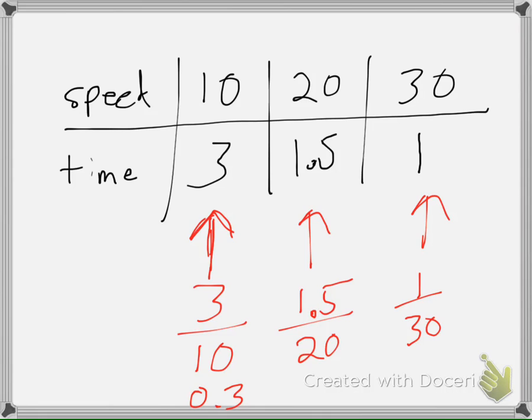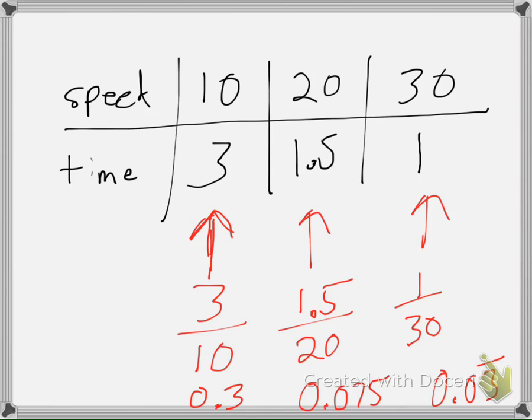This is 0.3. 1.5 divided by 20 gives me 0.075. And 1 divided by 30 gives me 0.03 repeated. So, is that k value the same for all three? No. Which means there really isn't a k value, because k has to be the same.